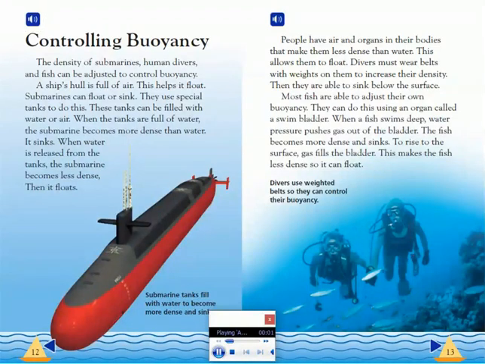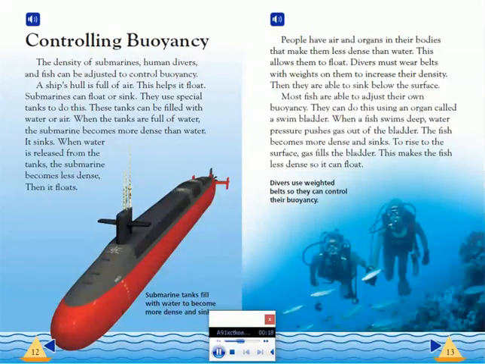People have air and organs in their bodies that make them less dense than water. This allows them to float. Divers must wear belts with weights on them to increase their density. Then they are able to sink below the surface.